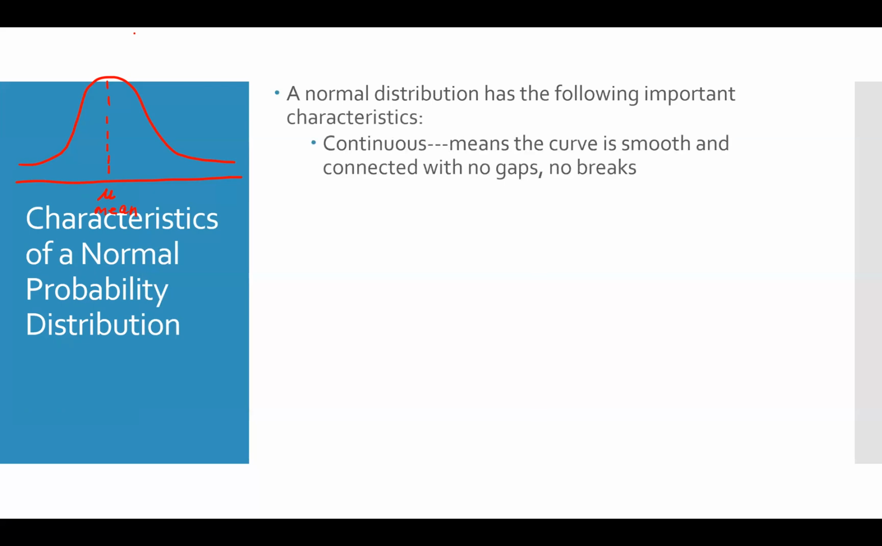First of all, it is continuous, which I already mentioned. It was a continuous probability distribution. Continuous means that I can draw the entire graph, that entire curve, without having to lift my pencil. There are no holes, there's no gaps, there's no breaks. It's continuous. It's a smooth curve.